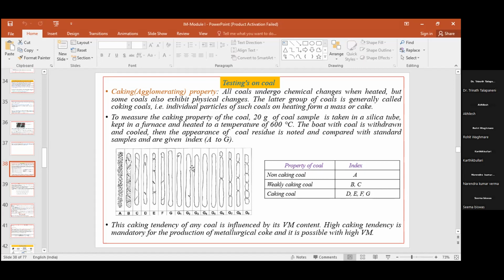So this caking tendency is very much necessary during the coke making process, and this purely depends upon the amount of volatile matter present in the coals. Coals with a high amount of volatile matter have this high caking tendency.